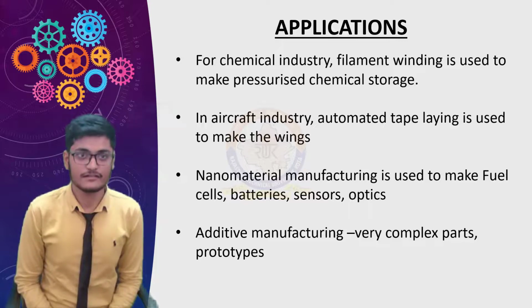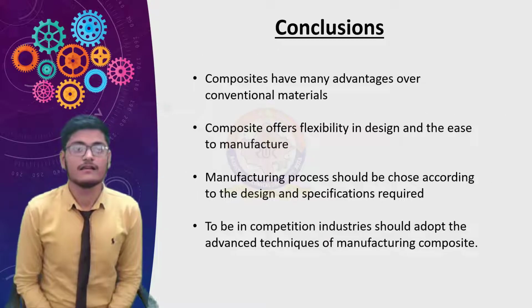In the aircraft industry, for making the light and strong wings of the aircraft, automatic tape laying process is used. Nanomaterial manufacturing methods are used to make fuel cells, batteries, sensors, and optics, as they inherit the properties of the constituent materials without disturbing them to a greater extent. Additive manufacturing is commonly used to make prototypes because it's very easy to manufacture new parts only by design with the help of 3D printing, even if the product or part is complex.